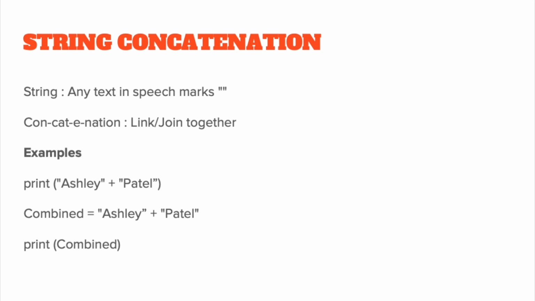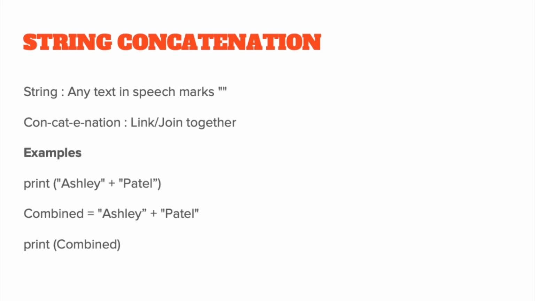Now, concatenation is a very difficult word to say, so I normally tell my students to divide it into 4 parts: con, cat, e, nation, and then join them together, which is what concatenation is all about, joining things together. Now, strings are basically any text in speech marks, and sometimes we want to join 2 strings or strings and numbers or other things together, and for that we use concatenation.